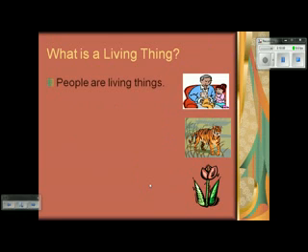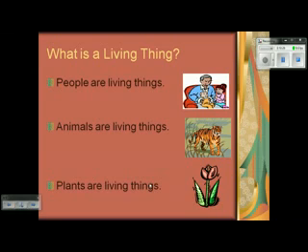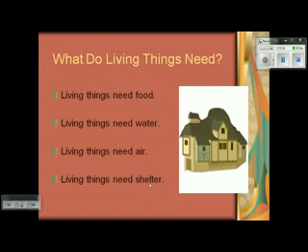So what is living things? People are living things, like you, your mom, dad, your family, right? What about the animals? They are living things too. They can grow, move, change. They need air, water, food. Correct? Also, the plants are living things. Very good.